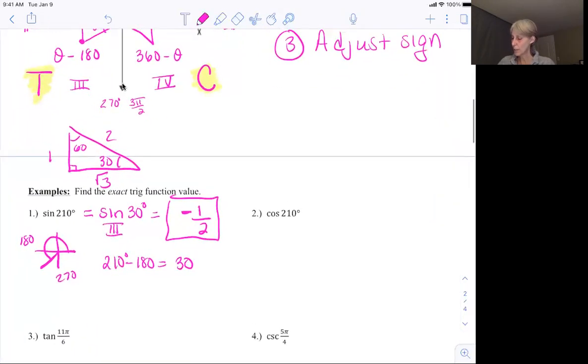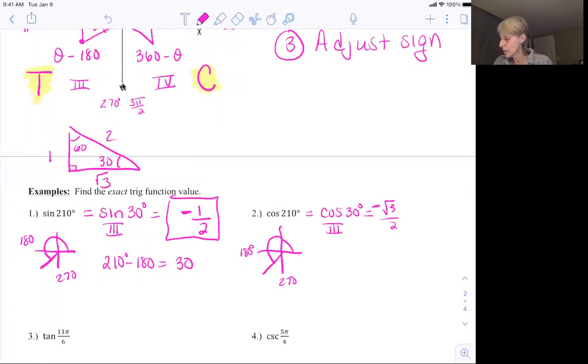The cosine of 210, once again, 210 would be in between 180 and 270. That gives you the quadrant. The quadrant will give you the rule and the sign. We know from the previous example, it would be 30 degrees. The cosine of 30 is radical 3 over 2. And in the third quadrant, the cosine is negative. And there's your answer.